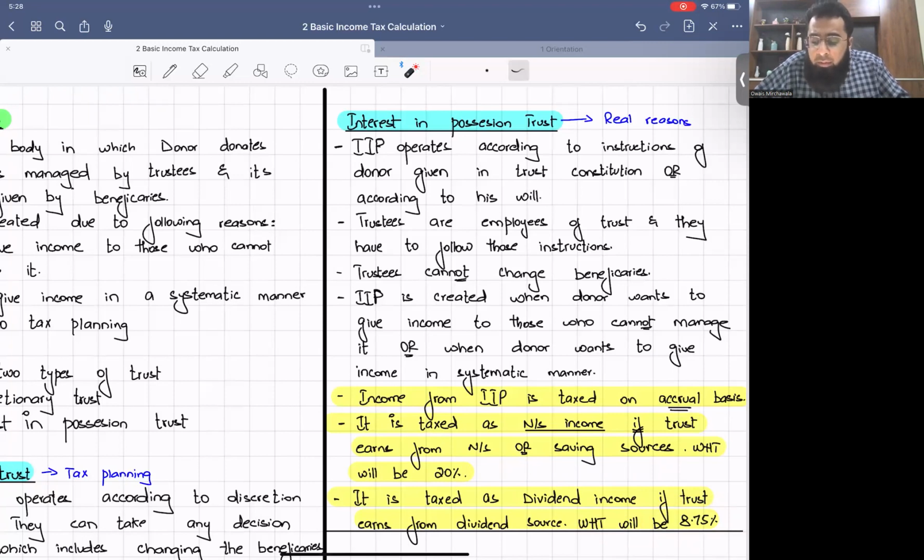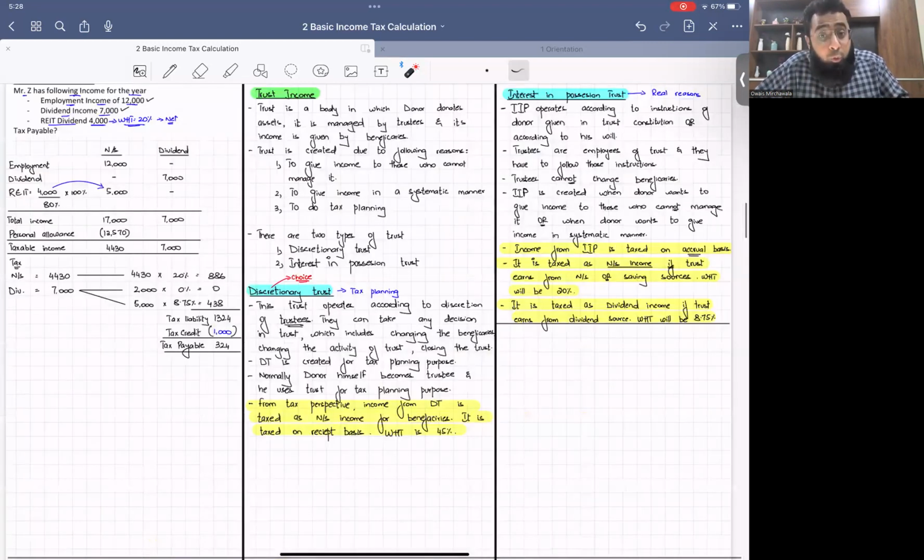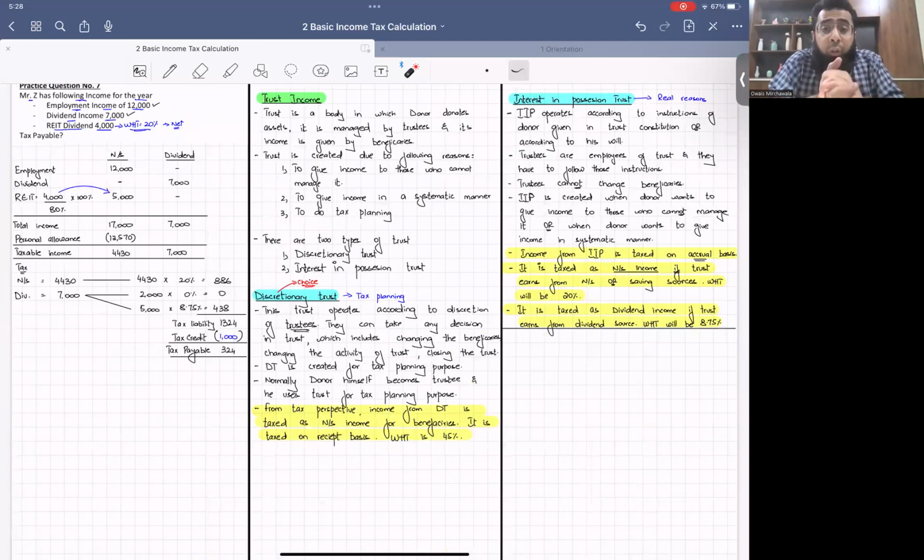Okay, all these things will get clear when we look at the practice questions. Let me repeat it for you. I want you all to concentrate on it. What is a trust? It is a registered entity. It is a body in which the donor is giving the assets. Those assets are managed by the trustees for the benefit of beneficiaries.